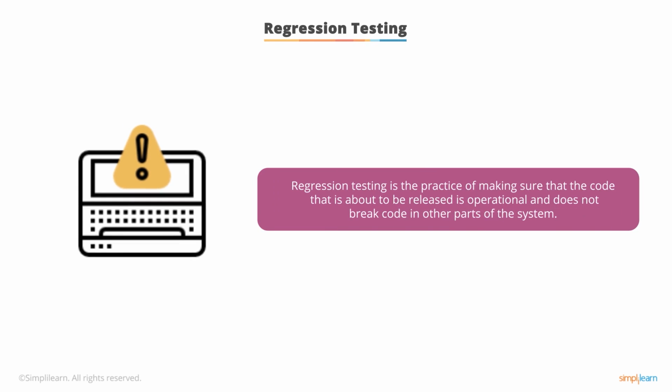Regression testing is the practice of making sure that code that is about to be released is operational and does not break code in other parts of the system. A regression test is system-wide. Regression testing is important because otherwise it's quite possible to introduce intended fixes into a system that actually create more problems than they solve.